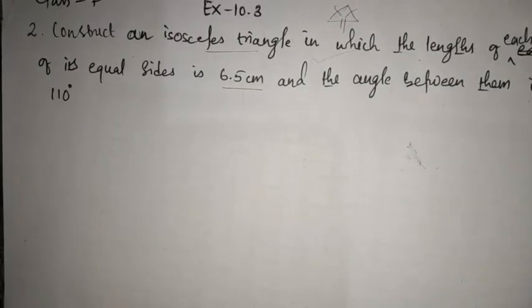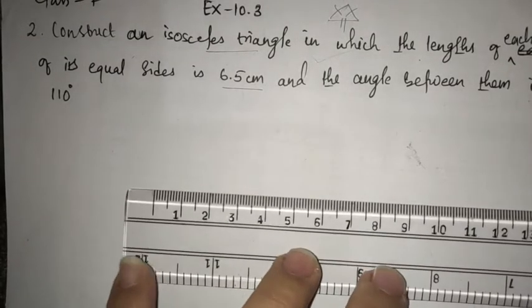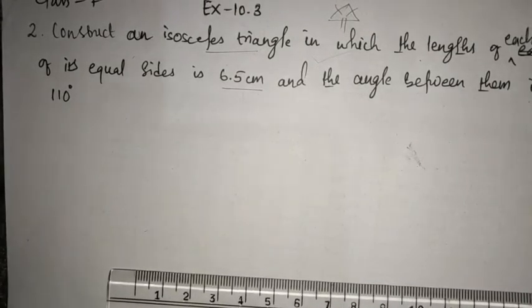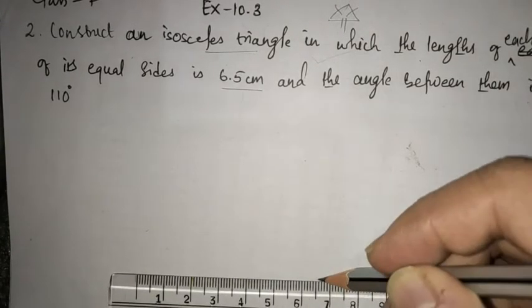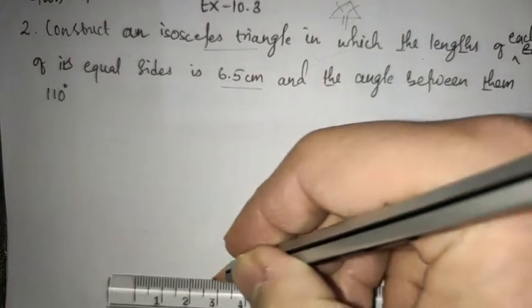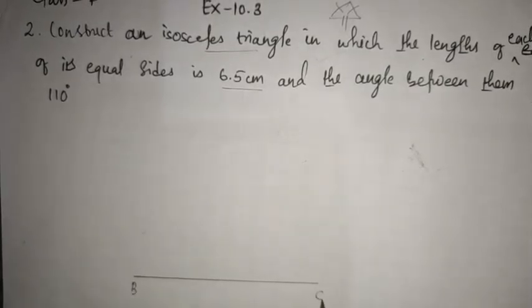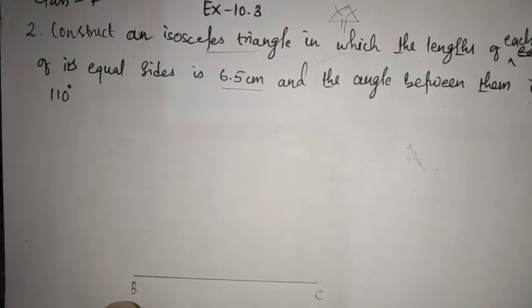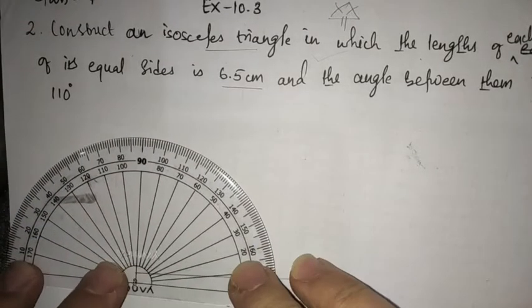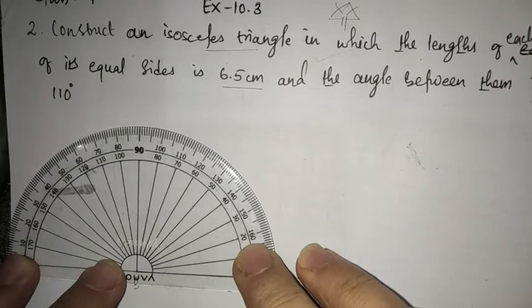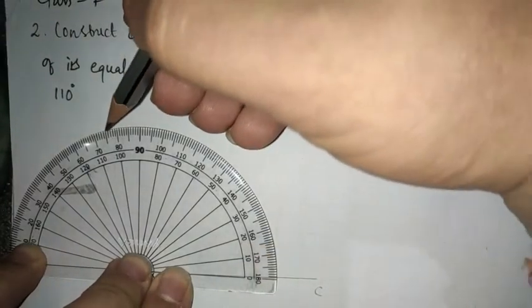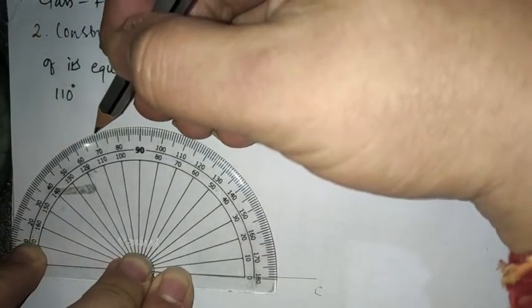So we will make the base first of all. We will make a base which is 6.5 centimeter. The base here is 6.5 centimeter. So this is exactly 6.5 centimeter. Give a name BC here. Alright, so from B you have to make 110 degree. I'll use the protractor to make it. It is 110 degree, right? So 110 degree lies over here.